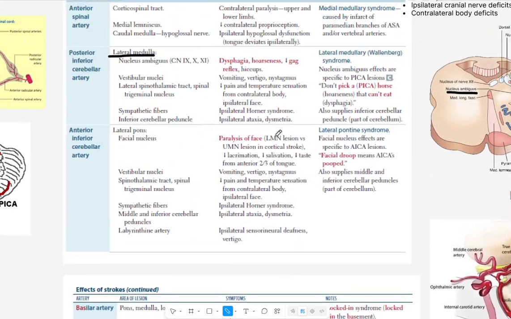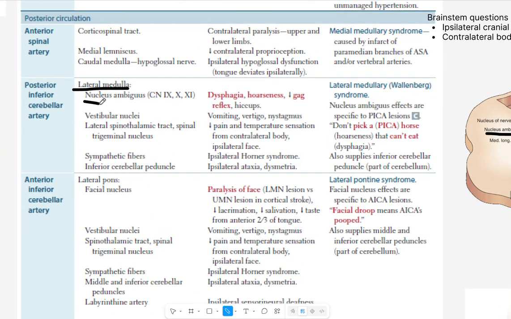So let's go back and see what things we're losing. Losing the nucleus ambiguus. Now the nucleus ambiguus gives fibers to cranial nerves 9, 10, and 11. So you lose all three of these cranial nerves, right? You're losing the vestibular nuclei. You're losing the lateral spinothalamic tract, you're losing your trigeminal nucleus, then the inferior cerebellar peduncles, and sympathetic fibers are also going. So since you're losing all of this, what are you getting? If you're losing the vestibular nuclei, you're getting vomiting, vertigo, nystagmus. If you're losing the lateral spinothalamic tract, you're losing pain and temperature from the contralateral body and the ipsilateral face, right? And you get this ipsilateral Horner syndrome.